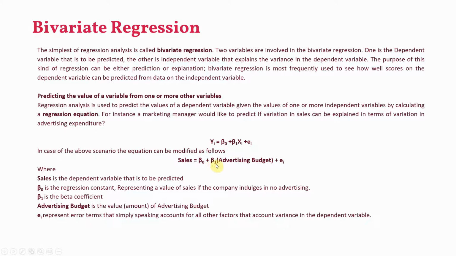So what is this b1? b1 is the beta coefficient. So if the advertising budget is $1, how much change will this bring in the sales? So this is your b1. And e here represents the error term, simply speaking, accounting for all the other factors that may affect the dependent variable but are not part of the study.